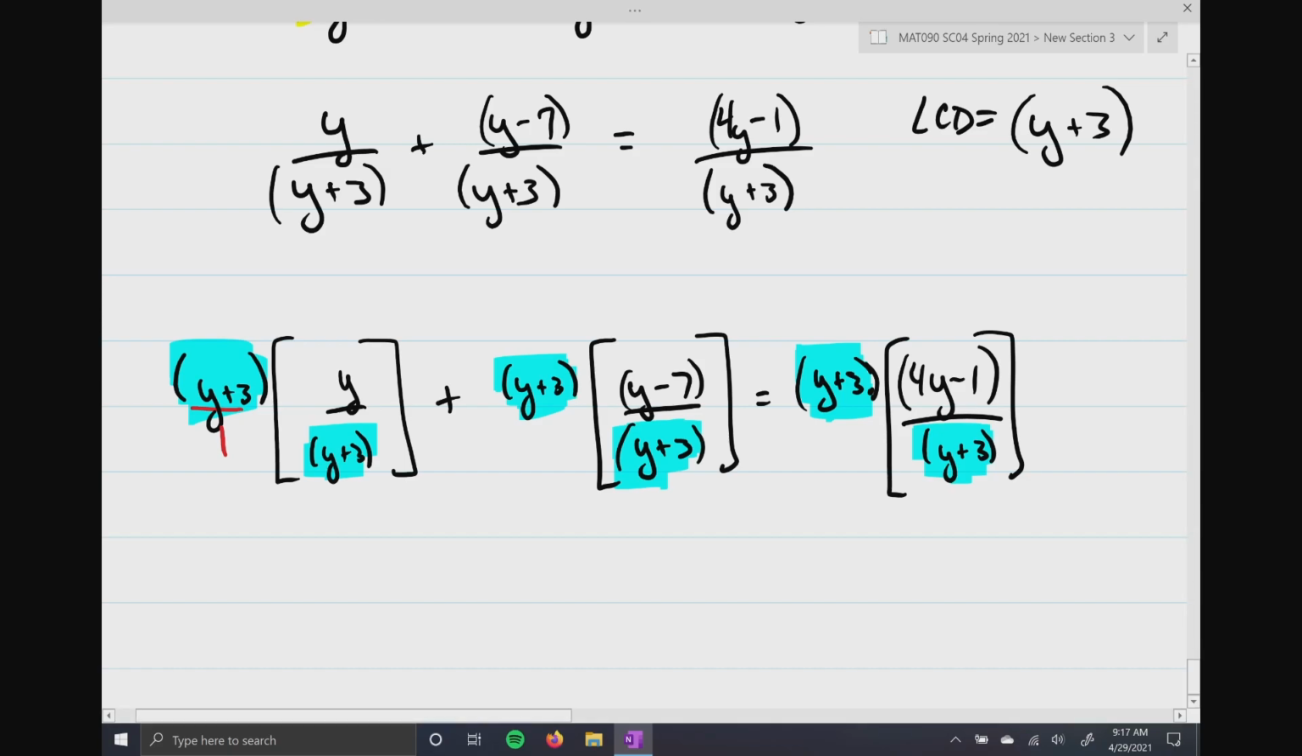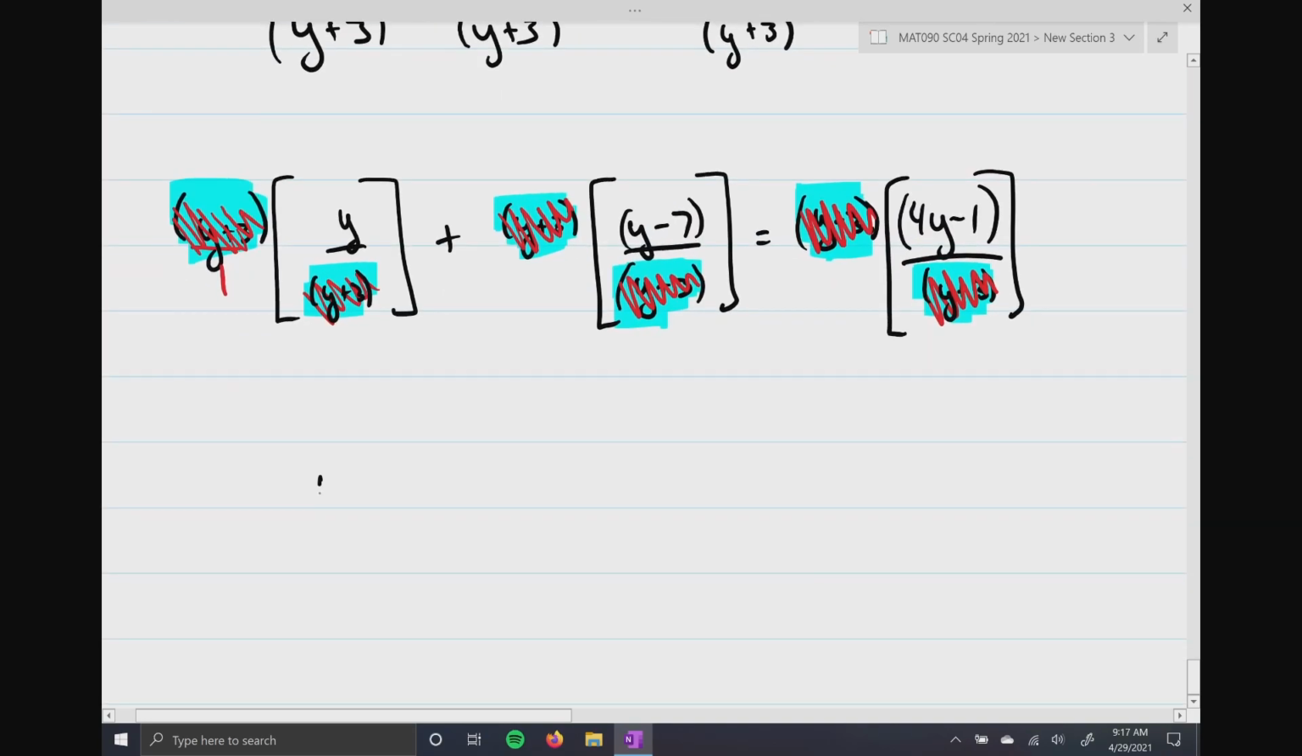So what I'm going to do here is scratch out the y plus 3's in every single term because I know they simplify. And then, whatever's left over, whatever's not highlighted nor scratched, I rewrite it exactly the way it looks. So I get y plus y minus 7 equals 4y minus 1.